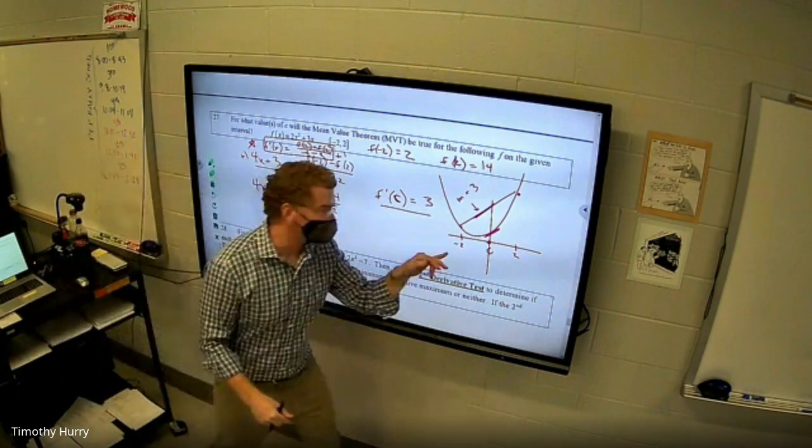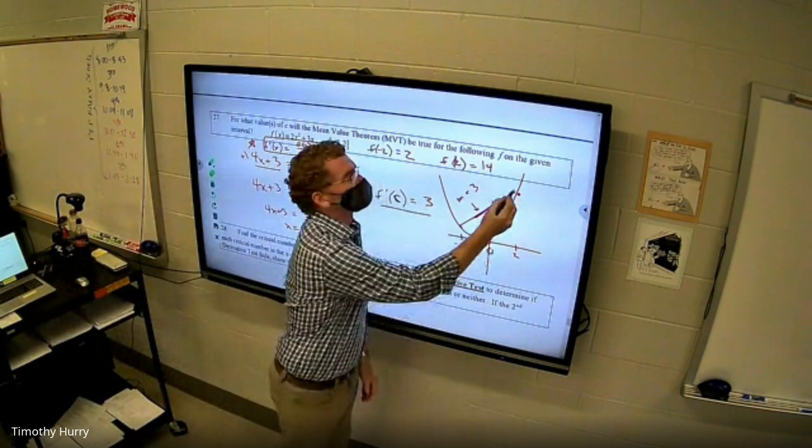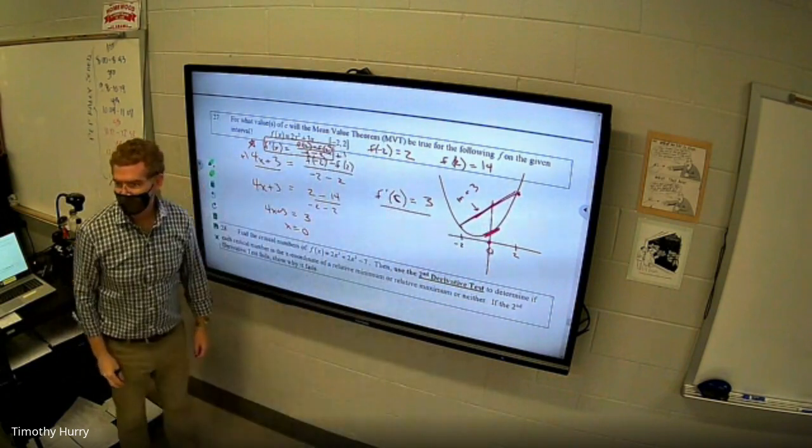But what was the slope at 0? 3, because it matched the slope from beginning to end. That's what it's saying.